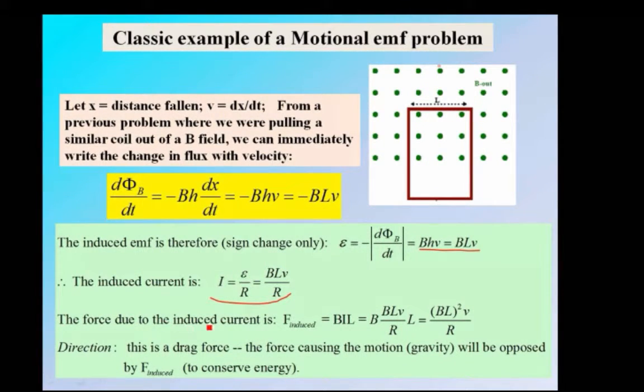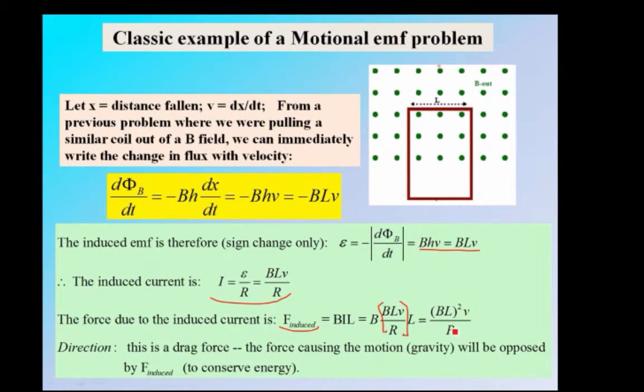The force due to the induced current, the force on the coil, if you remember, if you have a loop as we have here, then B times I times L is the force that's induced by that current. Substituting in our current, which is right here, we can expand that and we end up with BL squared V over R. This is a drag force.